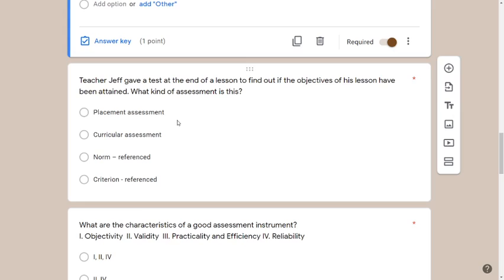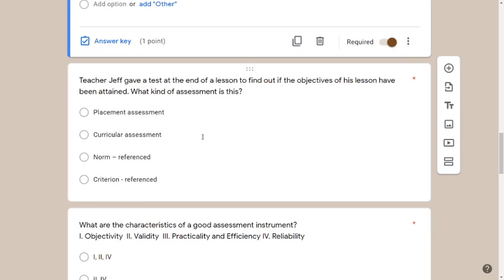The first is placement assessment. We already have discussed this earlier. We're not trying to place or categorize or put into a certain group based on the problem, so this is going to be an X. Curricular assessment. Okay, there's going to be a problem here because we are not assessing the curriculum here, so obviously that's also an X. So the only possible answer here will be between norm reference and criterion reference.